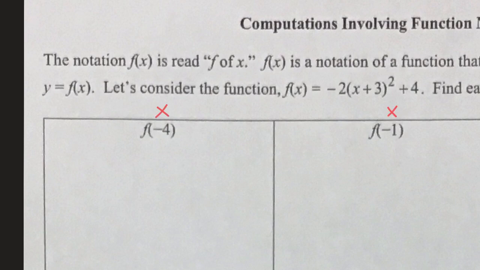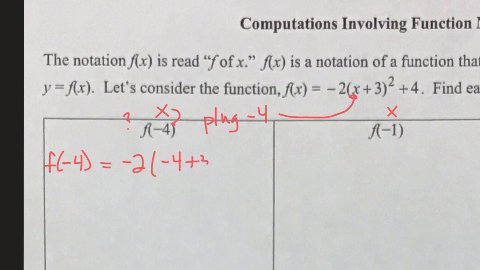Okay, this one says when x is -4, what is the y value? To figure that out, we're going to plug your x value, in this case -4, into your equation. Formally, f of -4 equals -2 times (-4 plus 3) squared plus 4. Now we have to evaluate this, and this is just a matter of order of operations. We're going to first do our parentheses. So -4 plus 3 is -1.